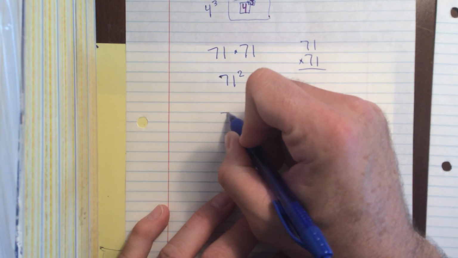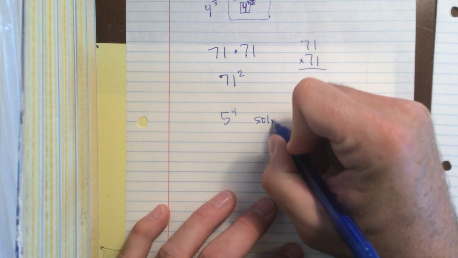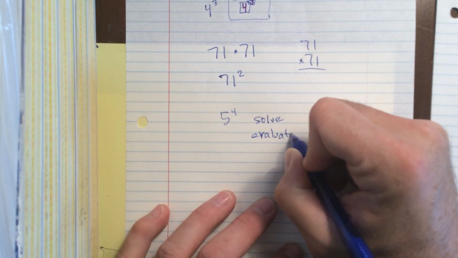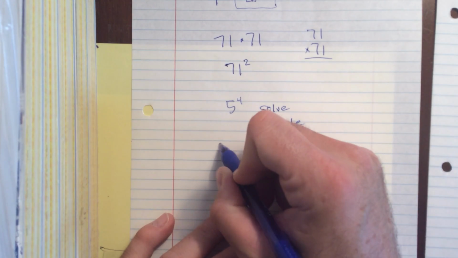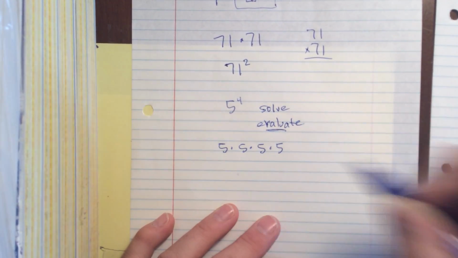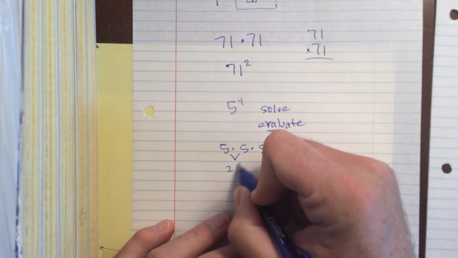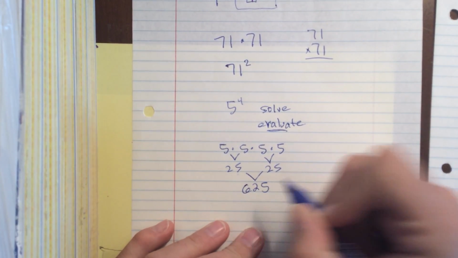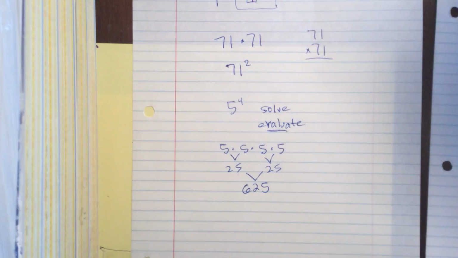Then eventually what they'll start doing, the thing about exponents, is they'll say solve or evaluate. That means what value does it equal, okay? So that means 5 times itself 4 times, okay? Now we already know this answer. Who knows it already? We did this on the last video, right? 5 times 5 is 25, and 25 times 25, we already did it on the last video. It's 625, okay? Cool.